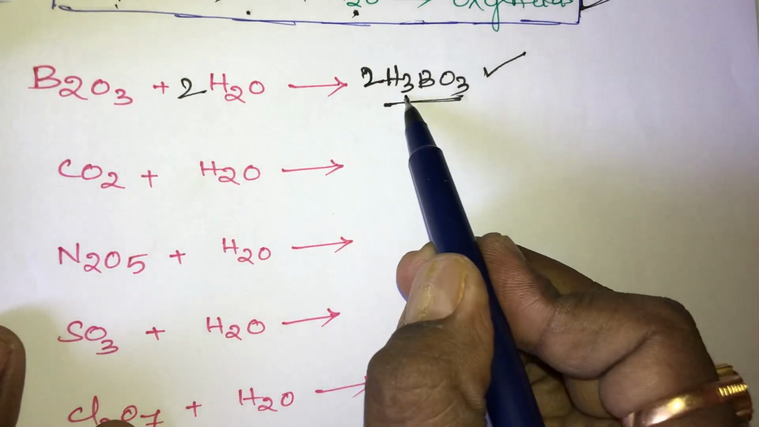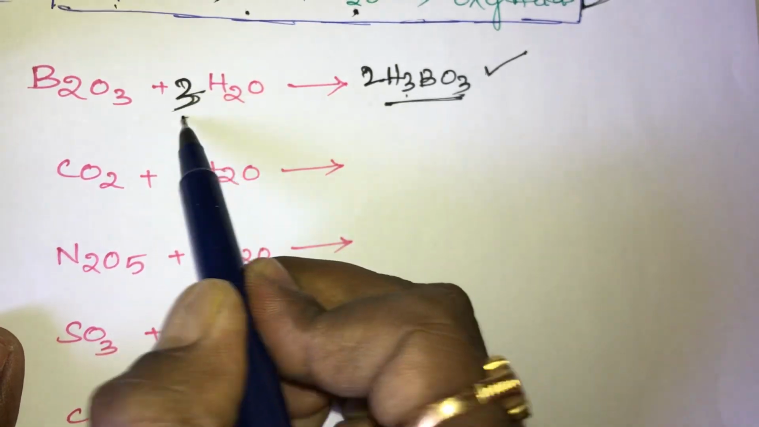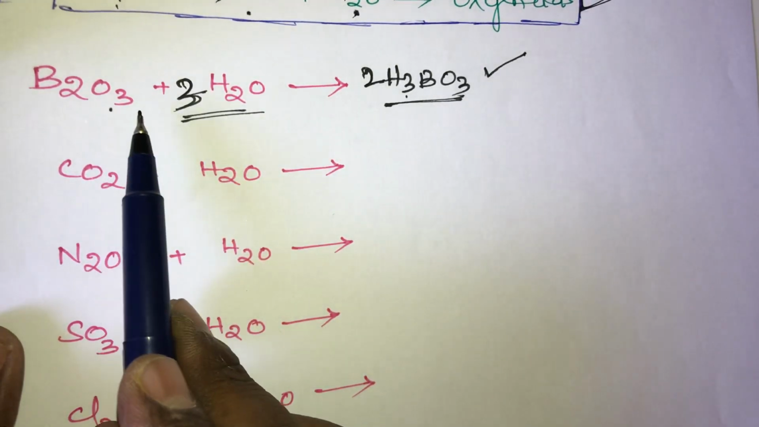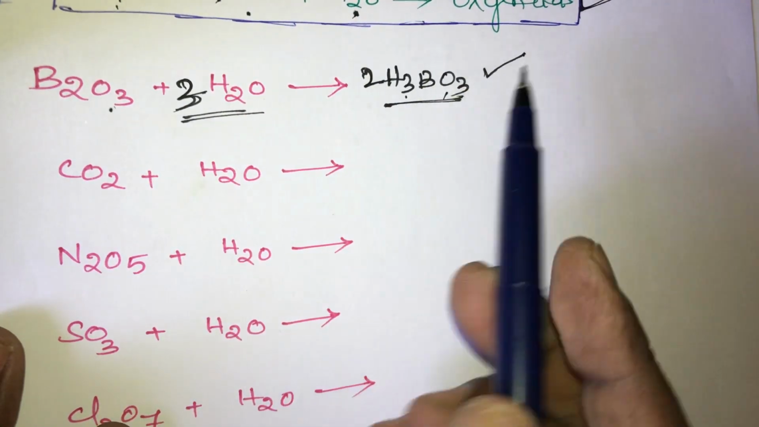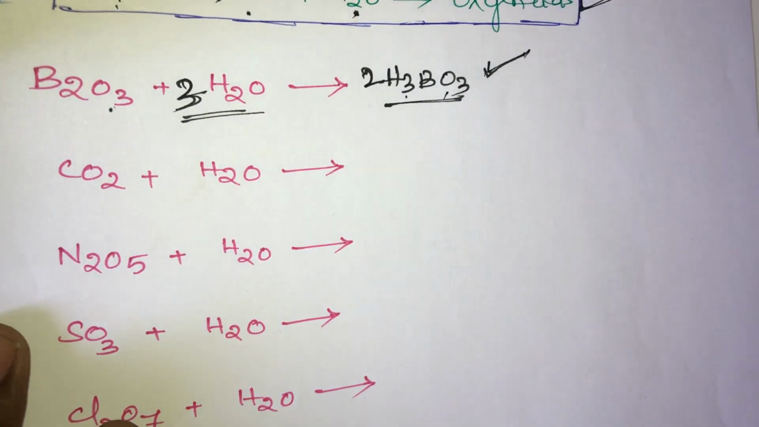So 2 times 3 is 6 hydrogens, so here 3 moles of water. Here a total of 6 oxygens are there: 3 oxygens here, 3 oxygens here, total 6. This is the balanced reaction. So B2O3 dissolves in water to form boric acid.